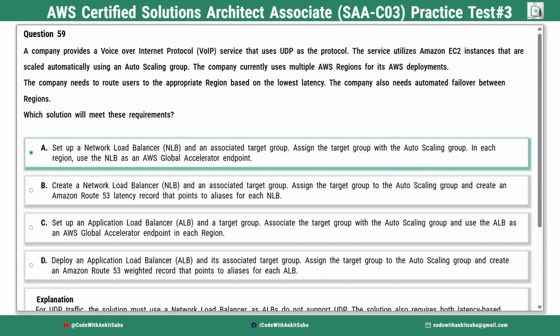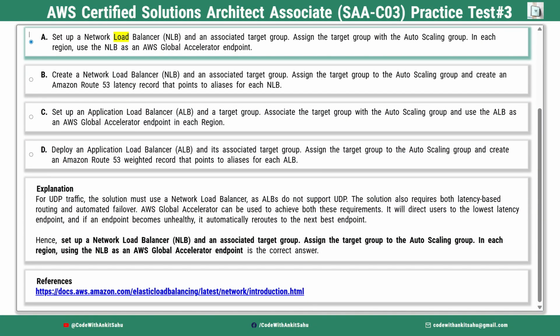Correct answer. Option A. Set up a network load balancer, NLB, and an associated target group. Assign the target group with the auto-scaling group. In each region, use the NLB as an AWS Global Accelerator endpoint. Explanation: for UDP traffic, the solution must use a network load balancer, as ALBs do not support UDP. The solution also requires both latency-based routing and automated failover. AWS Global Accelerator can be used to achieve both these requirements.